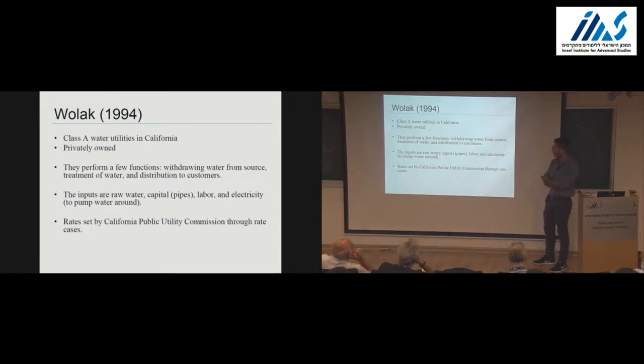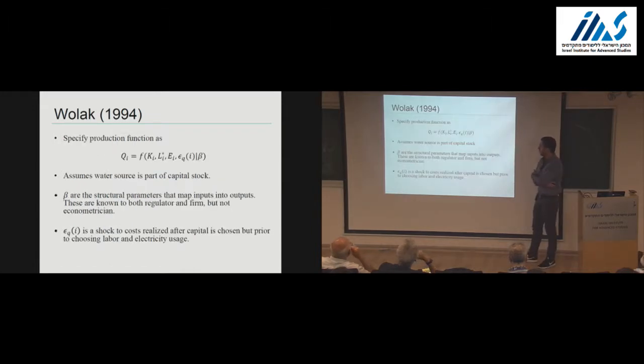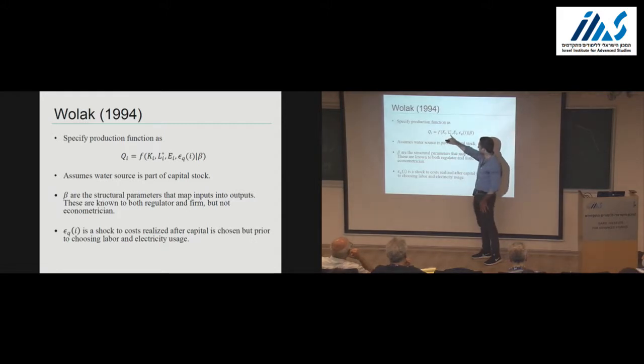The inputs, the production technologies, you need some water source. Okay, they maintain and invest in all the capital, mostly a bunch of pipes, labor, okay, and then electricity to pump the water around. Okay, so he's going to specify a production function. This is going to be an objective estimation. Okay, we're going to estimate this under two different models, the private information model and the symmetric information model.